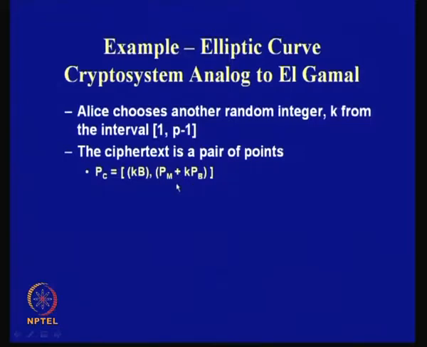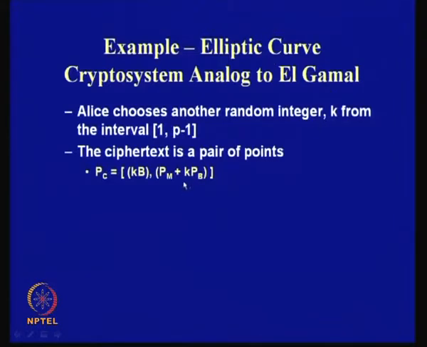Note that all these additions are defined on the curve. The other pair is k into b. You already had the base point b, you multiply it scalarly by the k which you have chosen, and you pass this pair as the ciphertext. This reminds us of the Elgamal encryption which we have seen previously. This is exactly similar to that.